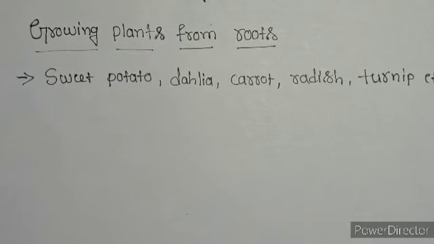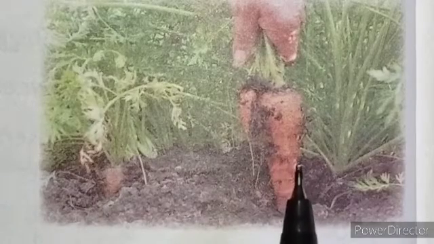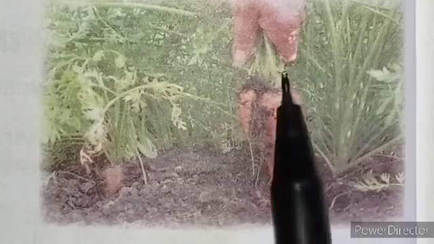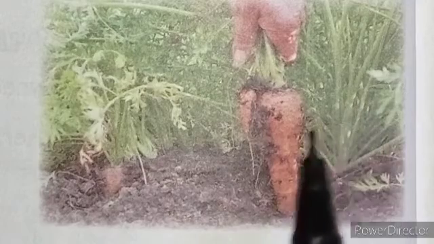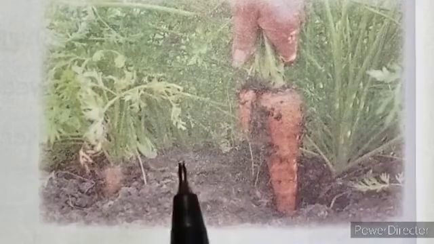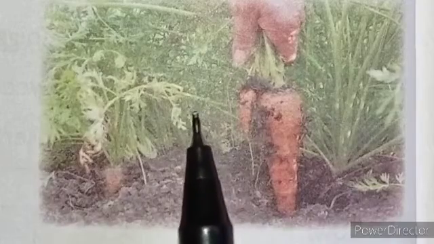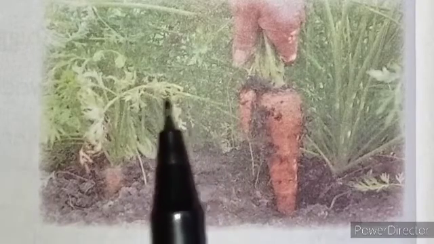Do you know how we can grow plants from roots? All of you see here, students. If you cut the top portion of a carrot and plant it in the ground, a new plant will grow from it. A new plant will grow from this top portion of a carrot.